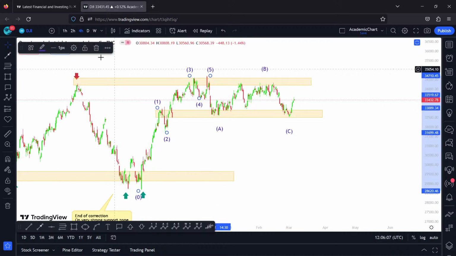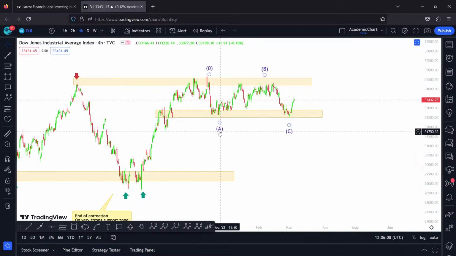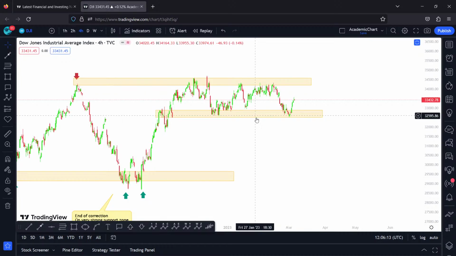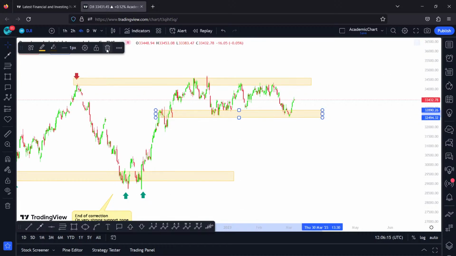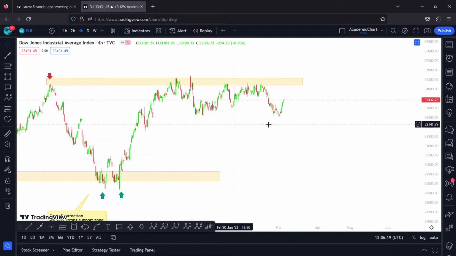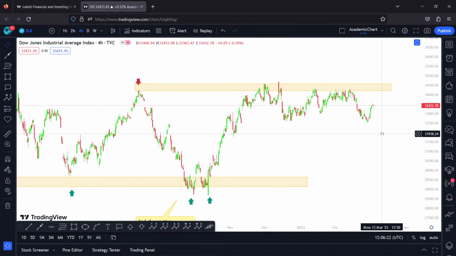So let's get rid of these waves. They are not going to help me anymore for that. Again, just creating some room for breathing. And also, I'm not interested in that anymore. The more important thing for me is this zone here.